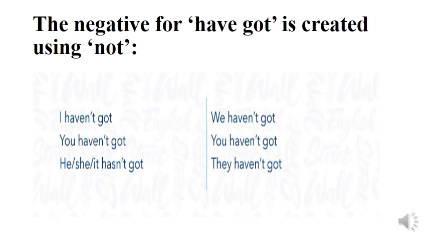You can't say I do not have got. No, I haven't got. You can't say they do not have got. It's a big mistake in English. You either say they haven't got or they have not got.